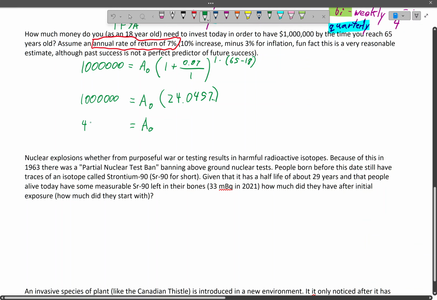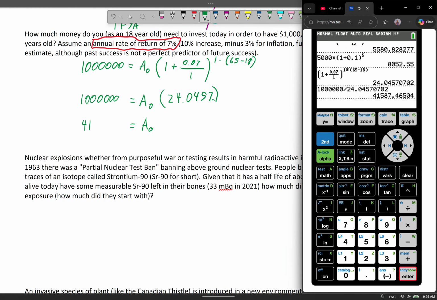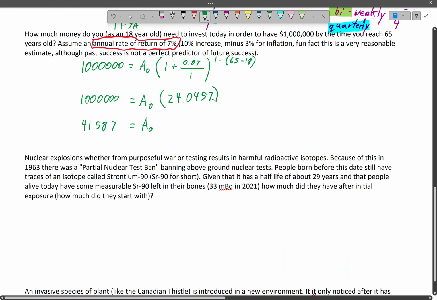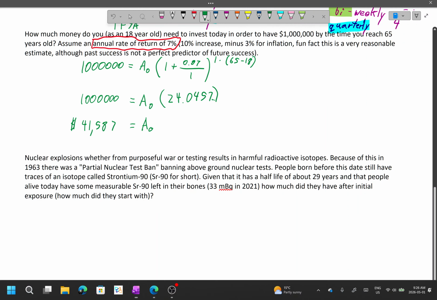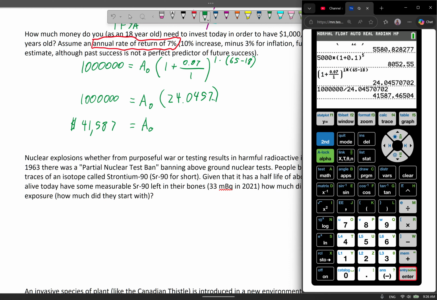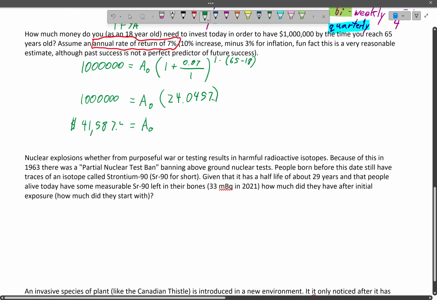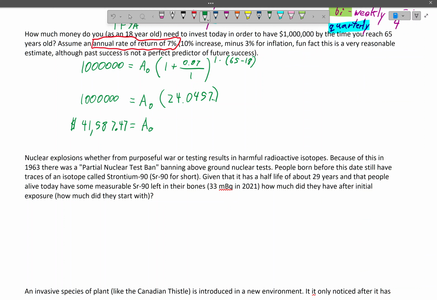So how much do you need to invest today in order to have that amount at the end of the day? 587. So you need to invest 41,587.47.